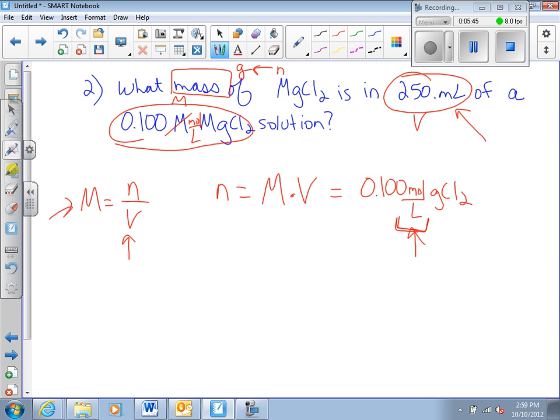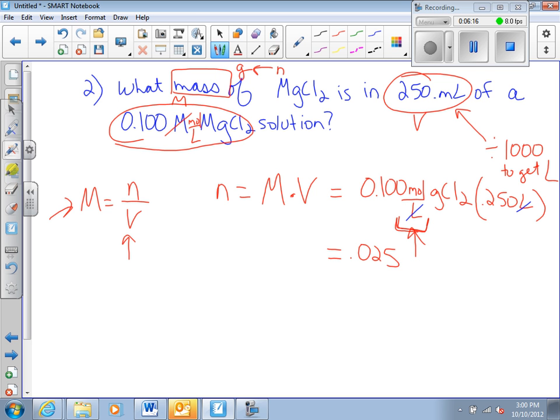Right? Hopefully you're getting that. You have to get used to going from milliliters to liters. So I have to divide this by 1,000 to get liters. So that would be 0.250 liters. I have to make sure that my units cancel correctly. I cannot just plug in milliliters and hope that it'll cancel. So now, the number of moles is going to be 0.025.